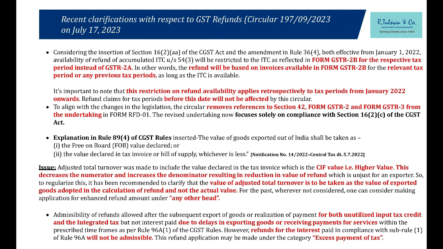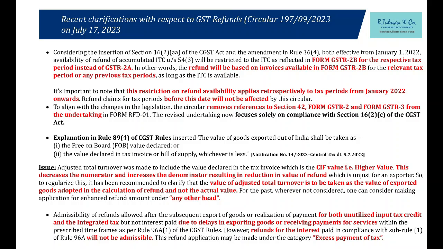Numerator, they are taking FOB value; denominator, they are taking CIF value or value as per the tax invoice. What is happening? In mathematics, what happens? The numerator is getting smaller and the denominator is getting bigger. So obviously the refund amount will be much lesser. So that was the problem.